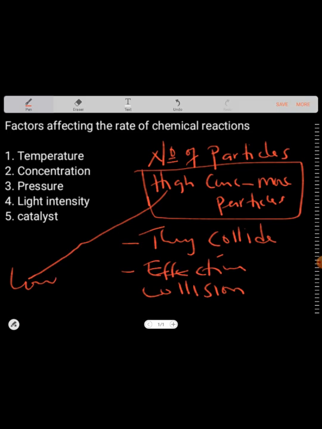The particles are few. Hence, they are distanced from each other like this. So for them to collide amongst one another, it's taking time. Hence, the reaction is slow.